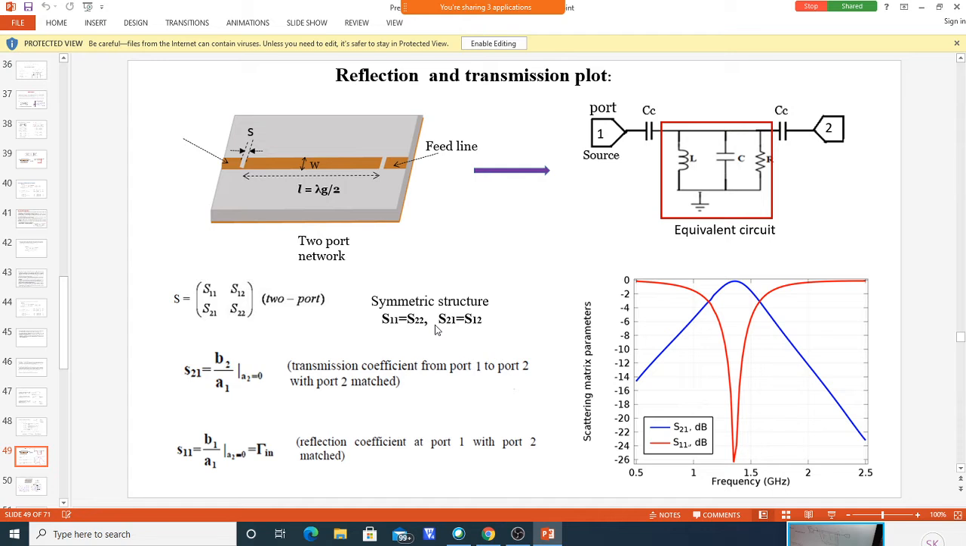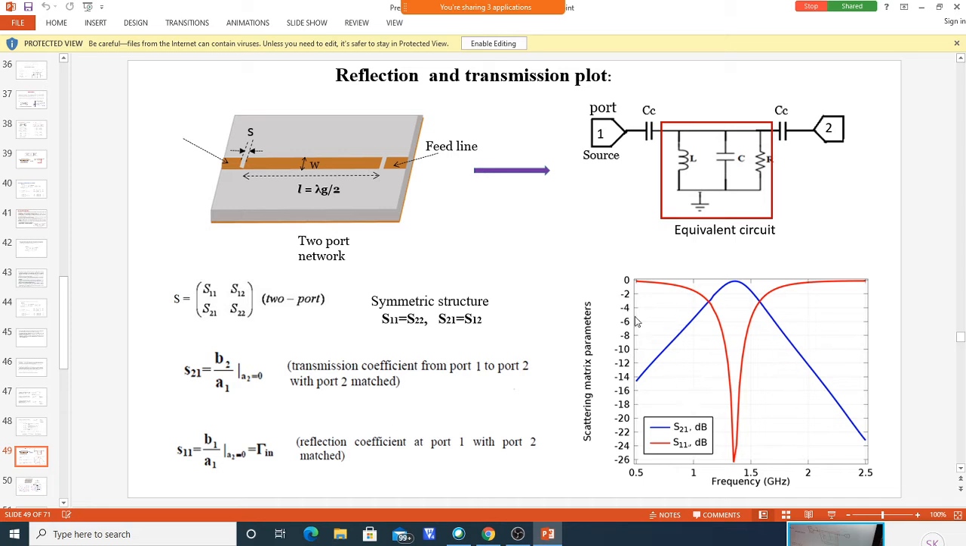S11 is equal to S22 and S21 is equal to S12. So we can look only at S21, and need not plot S12. You can plot it, it is not a problem. In the simulation tool, S12 and S21 will overlap. Similarly, S11 and S22 will overlap. You can see that in the simulation tool.